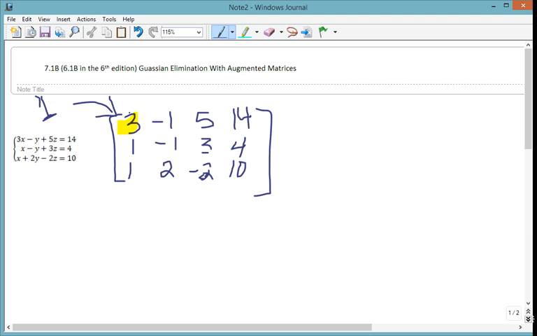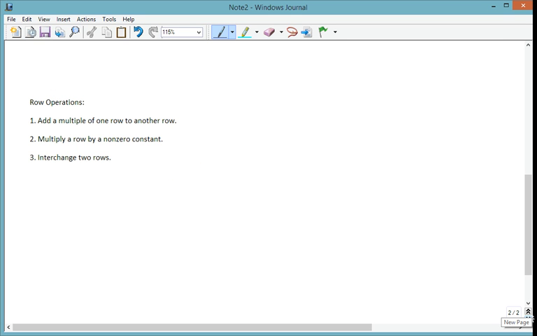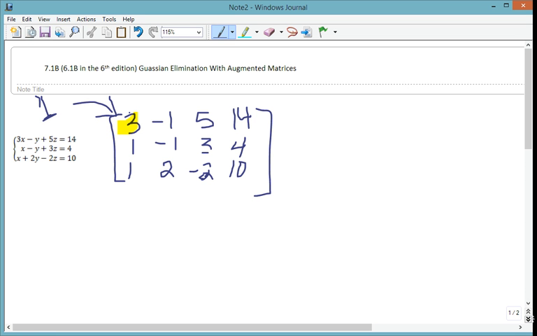Now of those three things that we can do, which would be the easiest thing to do to get a 1 there, and keep in mind that we'd rather not introduce fractions. I could certainly multiply through by 1/3, and I would have a 1 there. But I would also have a 1/3 and a 5/3 and a 14/3, and then you would have to deal with fractions for the rest of this problem. If you don't want to deal with fractions, which most of us don't, then figure out another way to get a 1 there. You should notice that it would be very easy to just switch rows, because the other two rows have a 1.